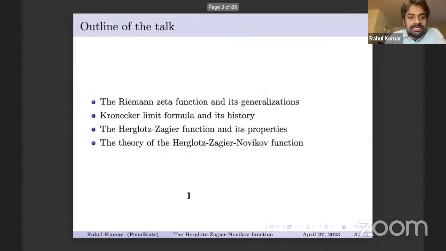So, this is the outline of my talk. First we will discuss some basic definitions for the Riemann zeta function and some of its generalizations. And then we will discuss what the Kronecker limit formula is and what its history is. And then we will discuss some functions that appear in these kinds of Kronecker limit formulas. And then I will discuss our work in this area.